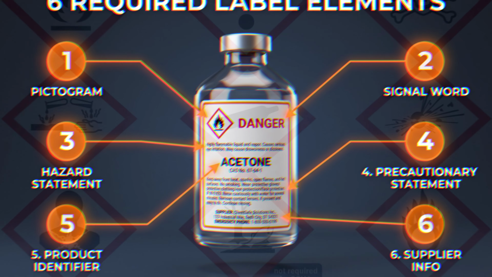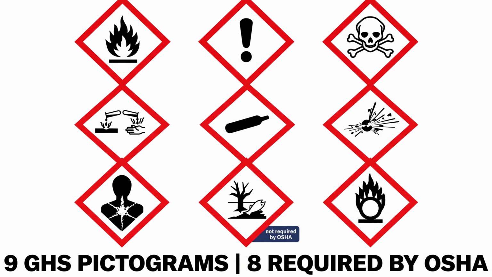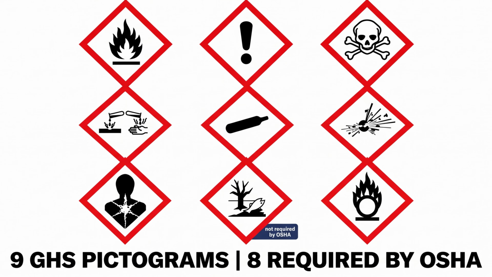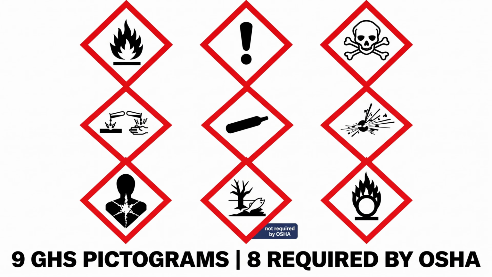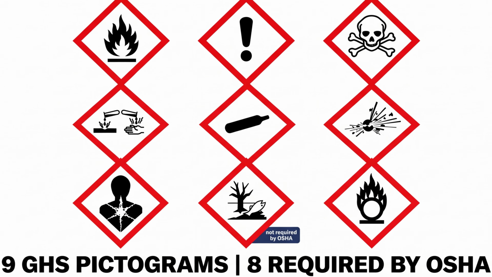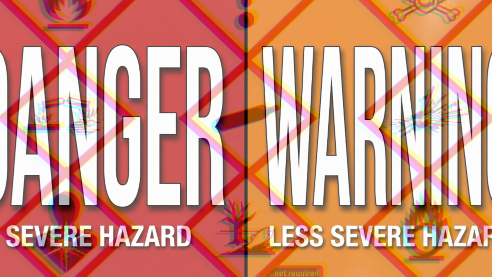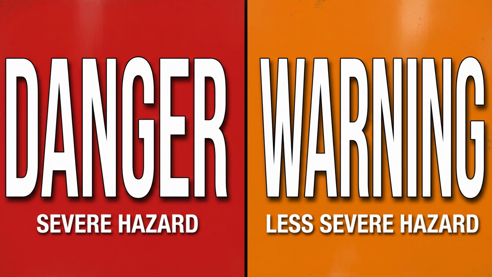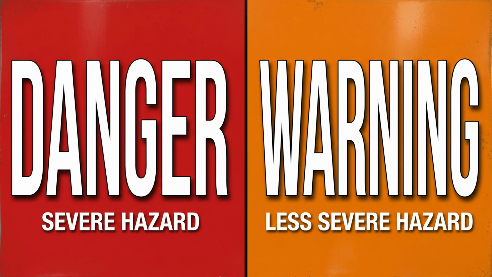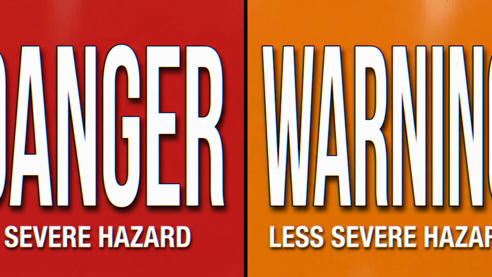Let's break them down. First, the pictogram, the GHS symbol, framed in a red border. There are 9 official GHS pictograms covering health, physical, and environmental hazards, though OSHA's labeling rule only requires 8 of them, since the environmental pictogram isn't mandatory under HazCom. Second, the signal word. There are only 2, danger for more severe hazards, warning for less severe ones. No other signal words are allowed on a compliant label.